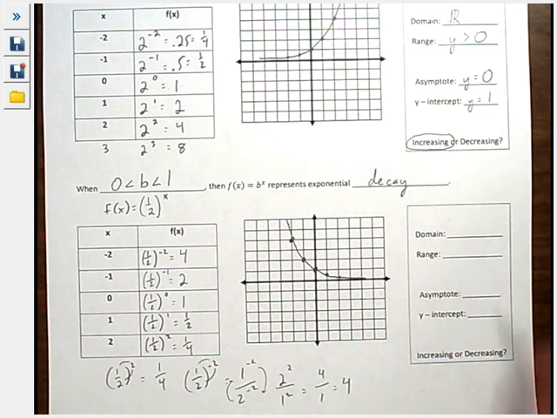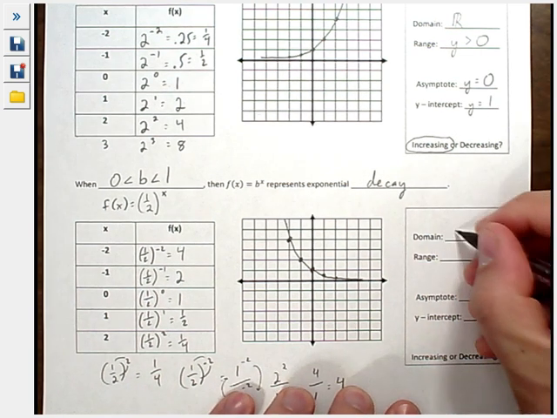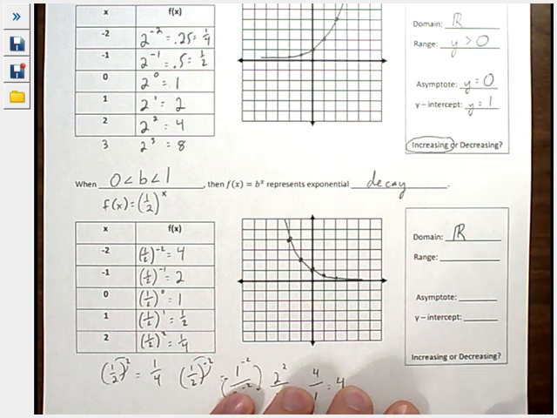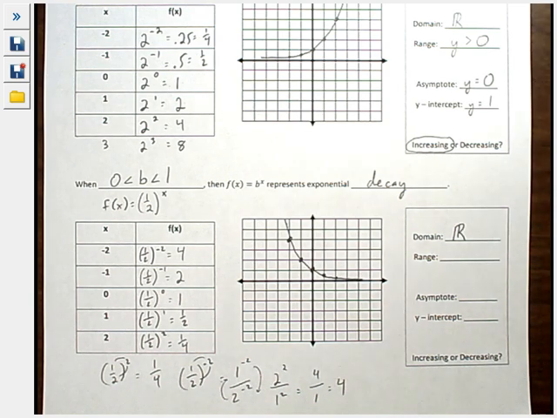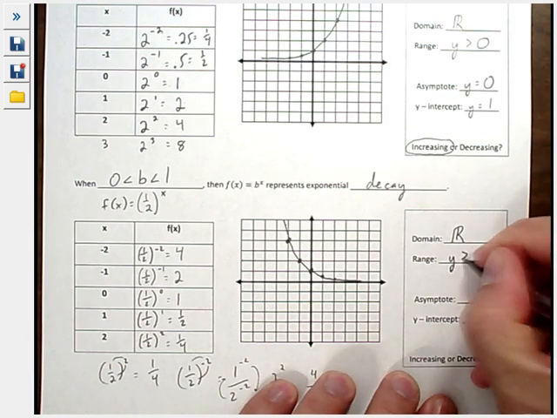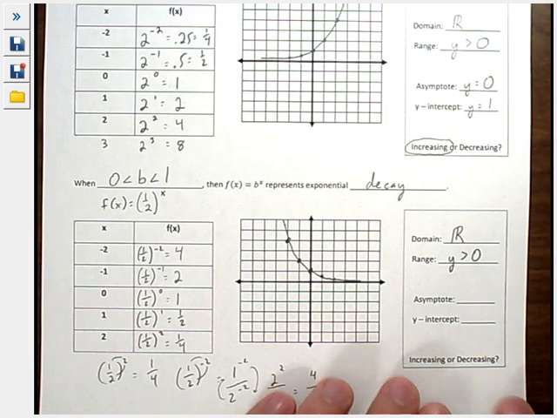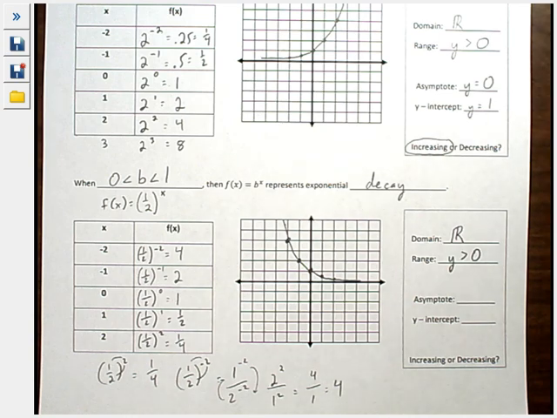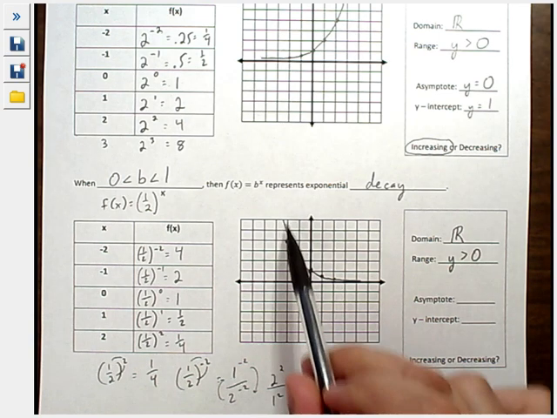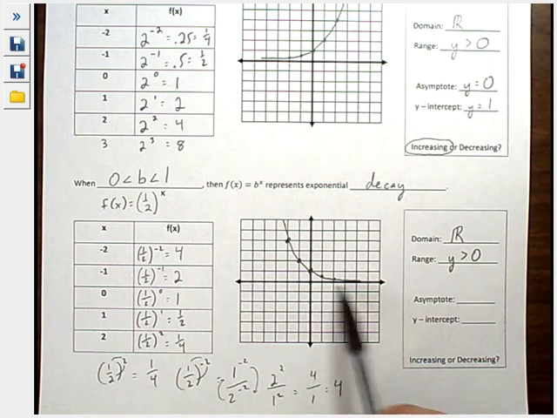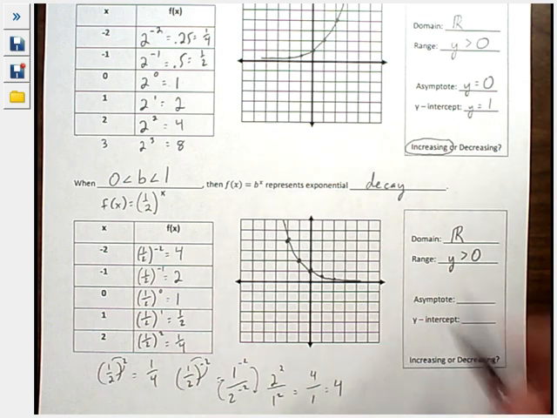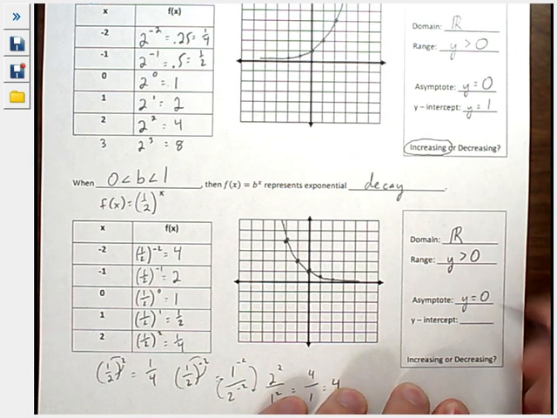As we look at this, we can evaluate our domain again, which is going to be this symbol right here: all real numbers. We can put in any number we'd like for the domain. Any real number can go in as this exponent, no problem there. Our range, as we're looking at this graph, is going to be any number larger than 0, because we have this asymptote where we are approaching this line but never quite reaching it. And that asymptote right here again is y equals 0.